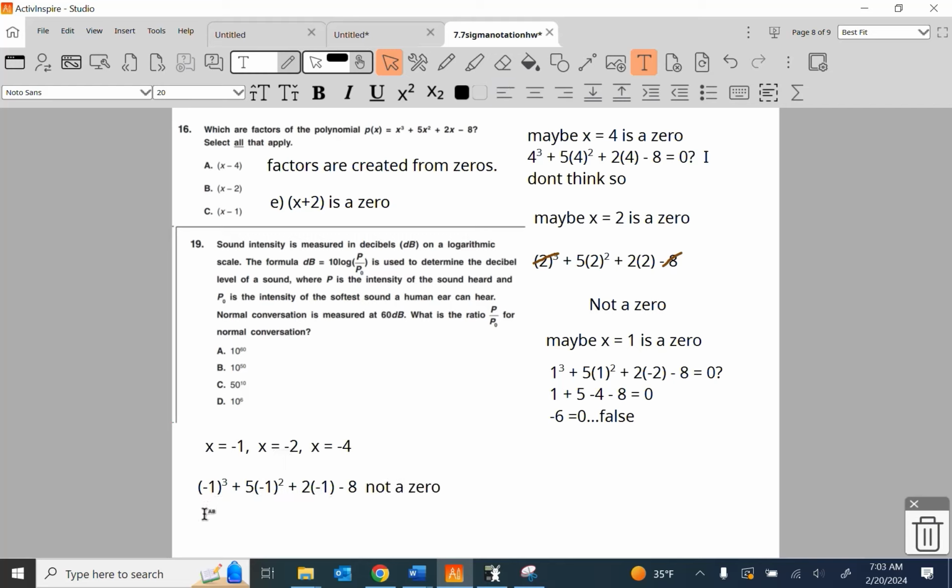And the last one is negative 4. So I take a negative 4, I cube it. This is a select all. I figured there'd be another one. Doesn't look like there is, though. Maybe. This one might be it.